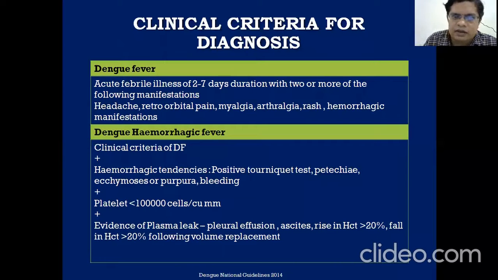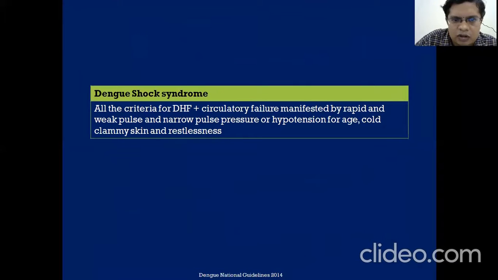What are the criteria for the diagnosis of dengue hemorrhagic fever? These are the criteria given in the national guidelines. Acute febrile illness of 2 to 7 days duration with 2 or more manifestations like headache, retro-orbital pain, myalgia, arthralgia, rash, and hemorrhagic manifestations. If this is associated with hemorrhage, thrombocytopenia of less than 1 lakh, and evidence of plasma leak, it is called dengue hemorrhagic fever. If these symptoms are associated with shock, hypotension, weak and narrow pulse or hypotension for age, and cold and clammy extremities, this is called dengue shock syndrome.